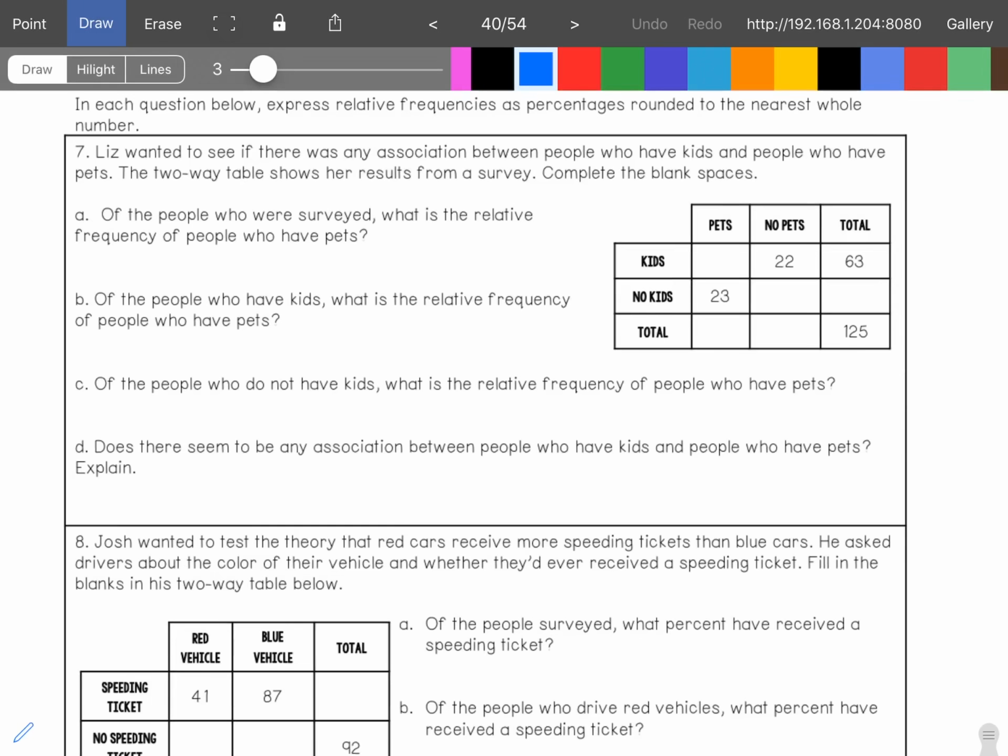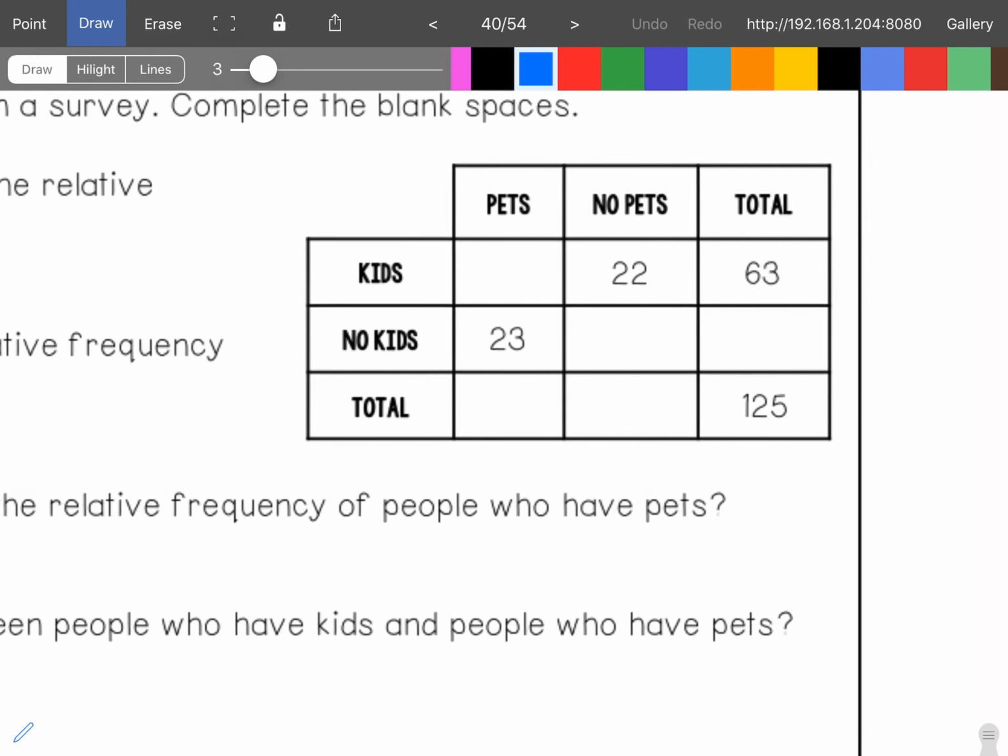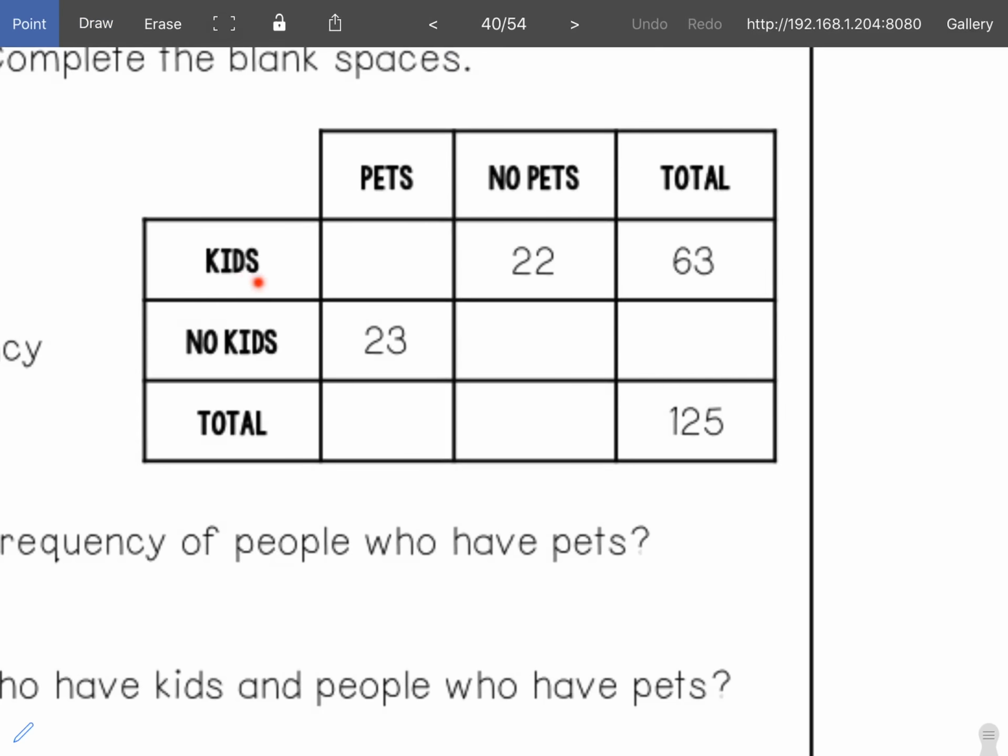Number 7. Liz wanted to see if there was any association between people who have kids and people who have pets. The two-way table shows her results from a survey. Complete the blank spaces. First of all, if we look at the kids, we have pets, no pets, and total. So we have to figure out how many are people that have kids and pets right here.